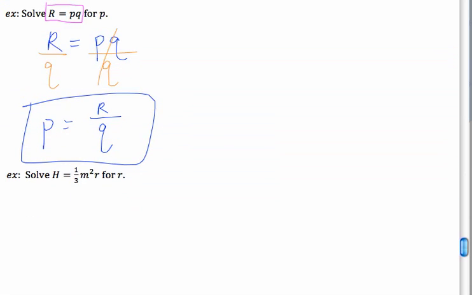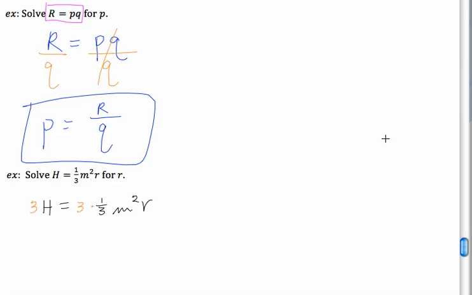Okay, next we have h equals 1/3 m squared times r. Let's try solving that one for r. Now this one's a little bit more, there's got more to it, right? Because we have a fraction and we have an m squared. Let's handle one at a time. In order to get the 1/3 over to the other side, we would actually need to multiply both sides by 3. So I'm going to have 3 times h on the left equals 3 times 1/3 m squared r on the right.